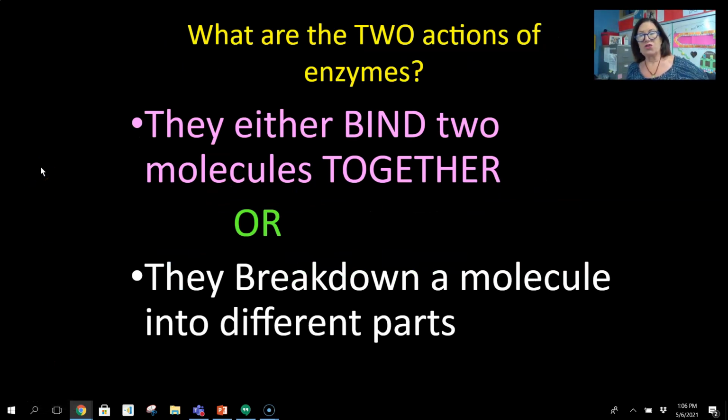So what are the two actions of enzymes? Well, they either bind two molecules together or they're going to break them down. So it's either putting two together or pulling two apart. So it's going to do one of the two of these.